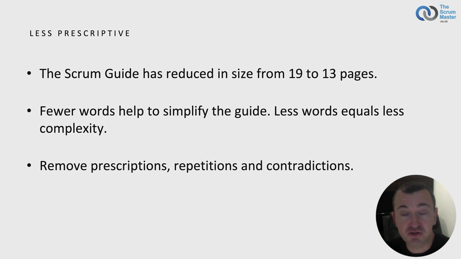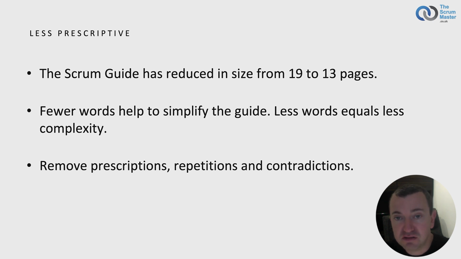The Scrum Guide has reduced in size from 19 to 13 pages. The aim for this was stated by Ken Schwaber to be an effort to simplify Scrum. Fewer words help to simplify the guide. Less words equals less complexity.